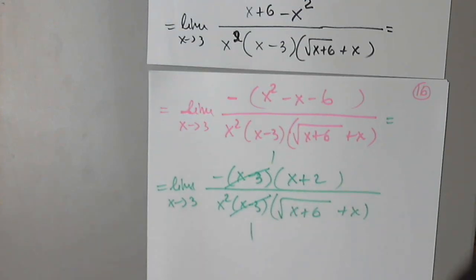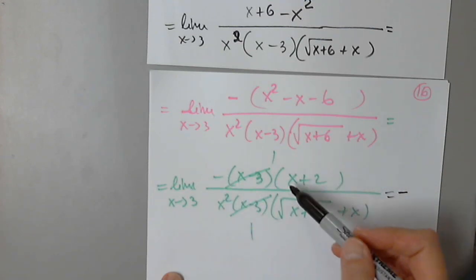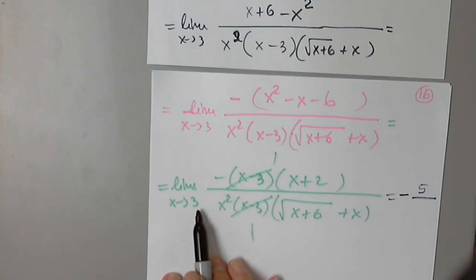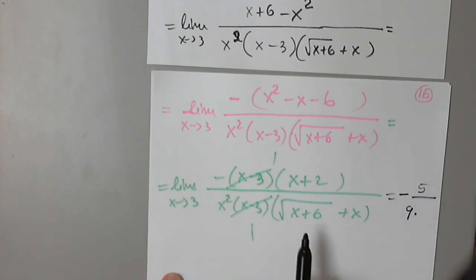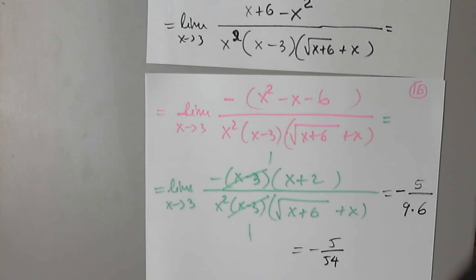I eliminate the problem by simplifying by x minus 3, and only now I can drop the limit operator and you will tell me what to write. X plus 2 over the square root of x plus 6 plus x. So when we plug in 3, we have minus from here. 3 plus 2 is 5. And then 3 squared will be 9 times 3 plus 6 is 9. The square root of 9 is 3, and 3 plus 3 is 6. So the final simplified form is this.